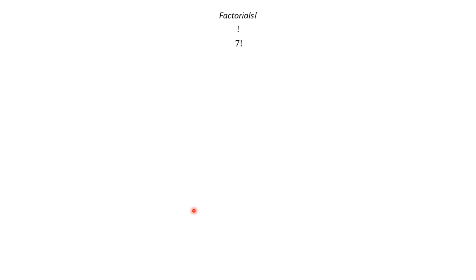So now, what does this 7 factorial mean? 7 factorial is the 7. It's not just 7. It's a 7. It's excited to be here. In fact, it's so excited, it's bringing all of its friends along with it. 7 factorial equals 7 times 6 times 5 times 4 times 3 times 2 times 1.